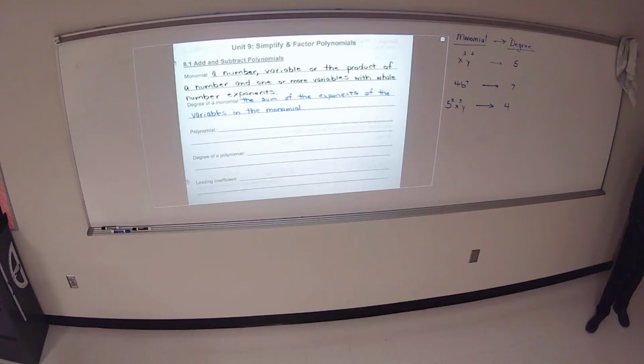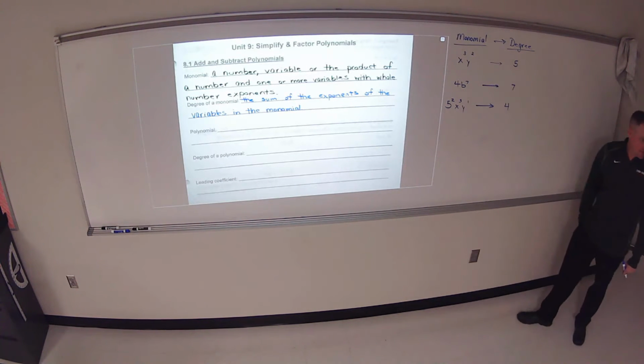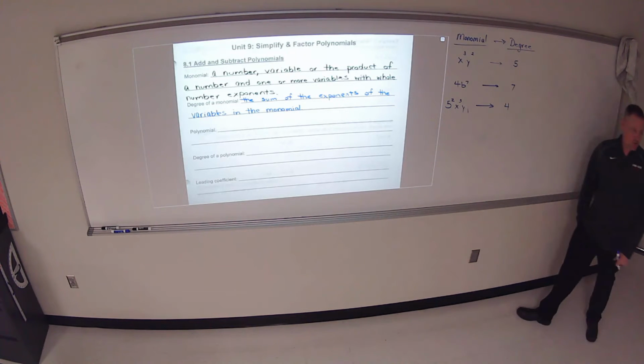It's 4. Why? First of all, the squared on the 5, does that impact my degree? No. Because according to my degree, we're only looking at the variables and their exponents, right? 5 is not a variable, so that does not impact my degree. So where in the world did I come up with the 4 from? Because the y has a hidden exponent of 1 that's just not there. So we take 3 plus 1, that's what gives us a degree of 4.